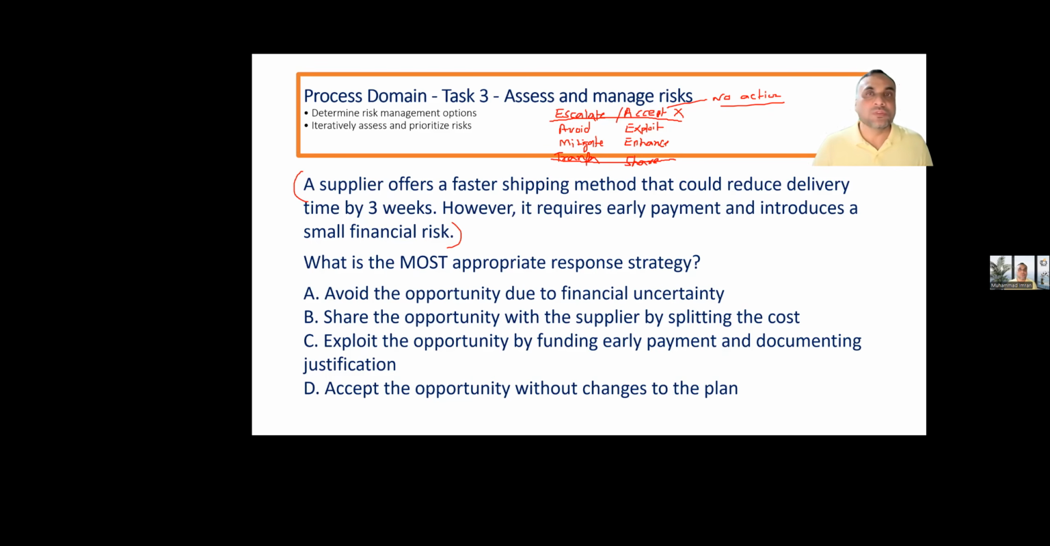When you are trying to save something, you are actually going for the positive risk responses, not negative risk responses. So it could be exploit, it could be enhance. Enhance is done at the time of planning level. So you can enhance it by exploiting it. So you already know the maths in your mind, but let's go and now check the answers.